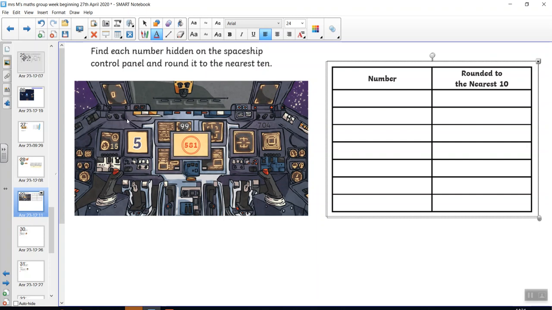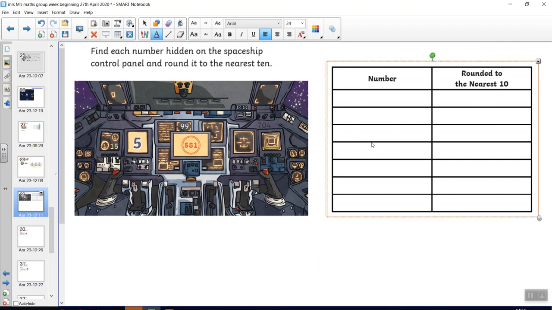Our next job is to look closely at this picture. Hidden in this picture there are some numbers on the control panels. Your job is to find the numbers and write them down, and then round each number to the nearest 10. Pause the video and have a go.